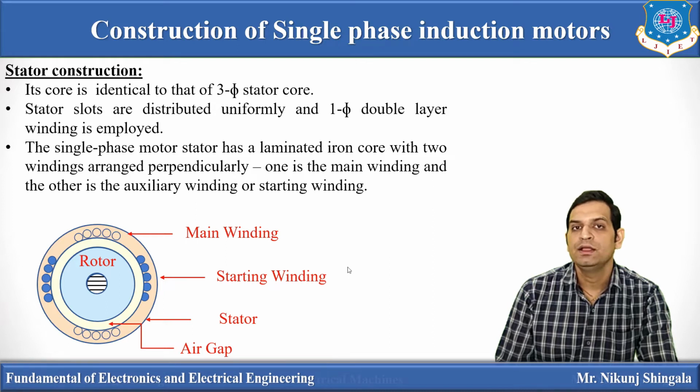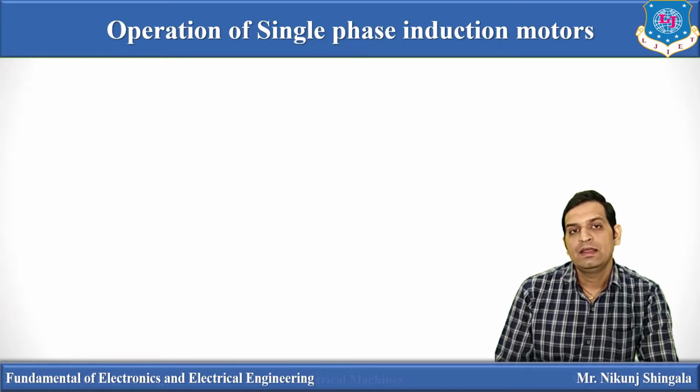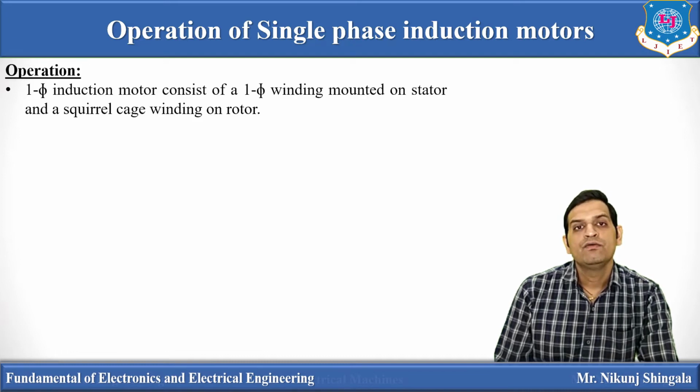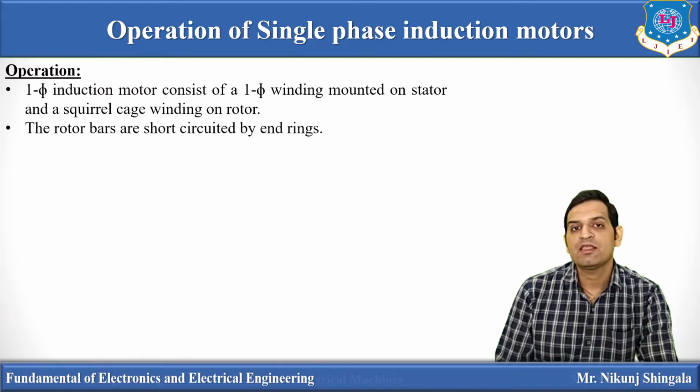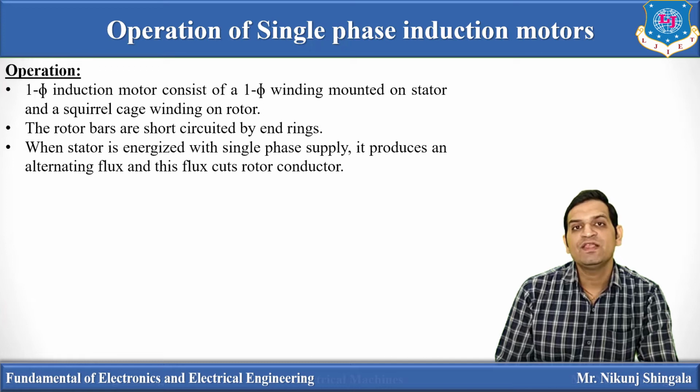Now let us understand the operation of the single-phase induction motor. The single-phase induction motor consists of a single-phase stator winding mounted in the stator slots, and a squirrel cage winding on the rotor. The rotor bars are short circuited by end rings. When the stator is energized by single-phase supply, it produces alternating current in the stator winding, and because of the alternating current, alternating flux is produced in the stator, and this alternating flux cuts the rotor conductors.